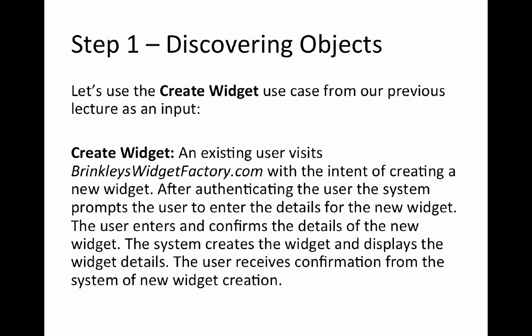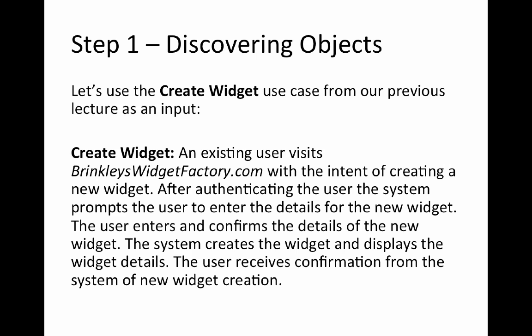So as an example, we're going to use the create widget use case from our previous lecture as an input. Just to go back through that, in the create widget use case, an existing user visits brinkley'swidgetfactory.com with the intent of creating a new widget. After authenticating the user, the system prompts the user to enter the details for the new widget. The user enters and confirms the details of the new widget. The system creates the widget and displays the widget details. The user receives confirmation from the system of new widget creation.